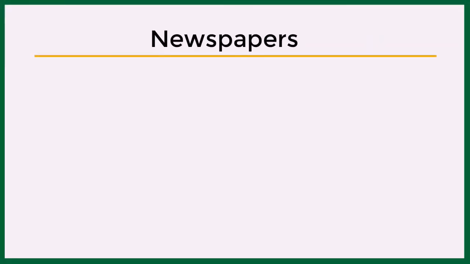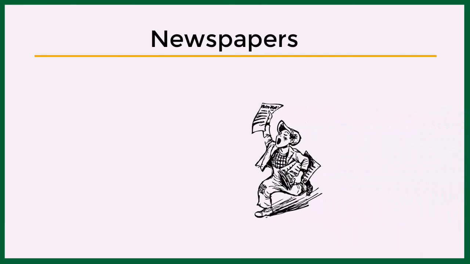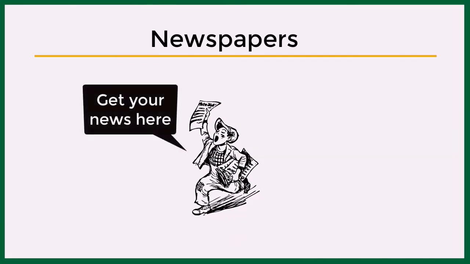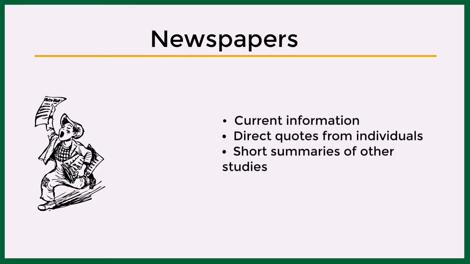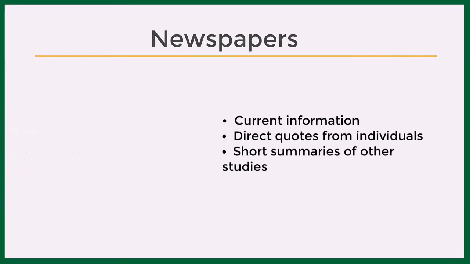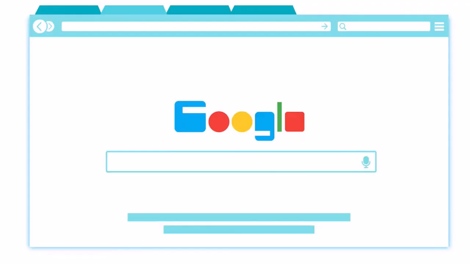At George Mason, we have databases that also allow searching newspapers like the New York Times, The Economist, and the Wall Street Journal. Newspapers can help us locate current information, direct quotes from individuals, and short summaries of other studies. It's possible that we might also want to use the open web to find information that is more informal.